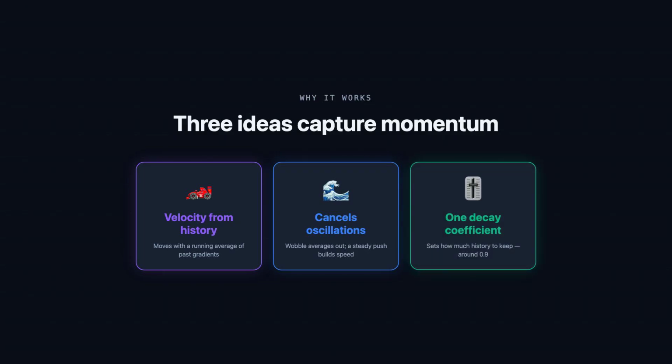It adds a single extra knob, the momentum coefficient, which sets how much history to keep. Too high, and it overshoots the minimum and rings back and forth. Too low, and you barely feel any benefit at all. Nesterov momentum refines the idea further by looking ahead before it measures the gradient, correcting the step before overshooting.